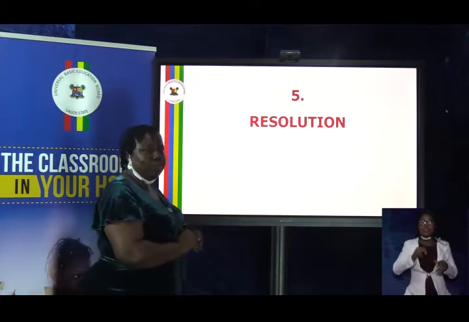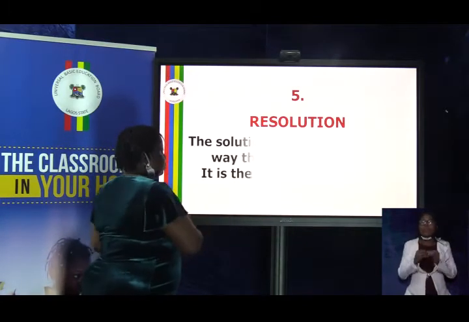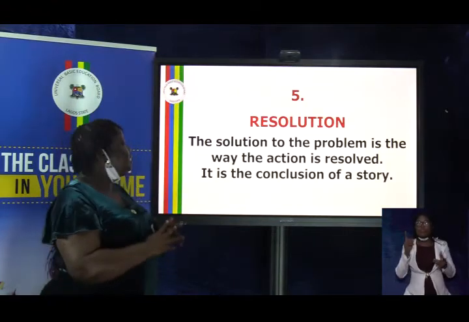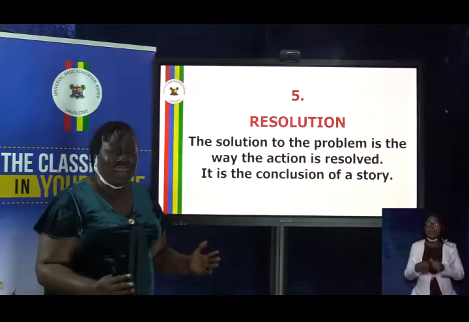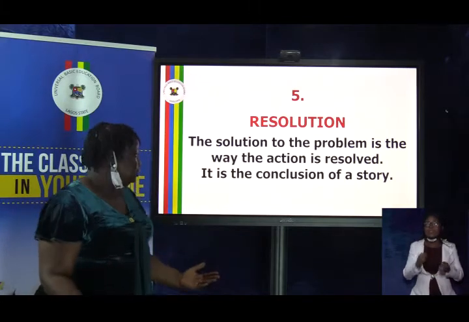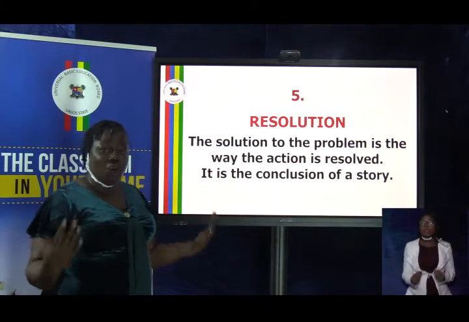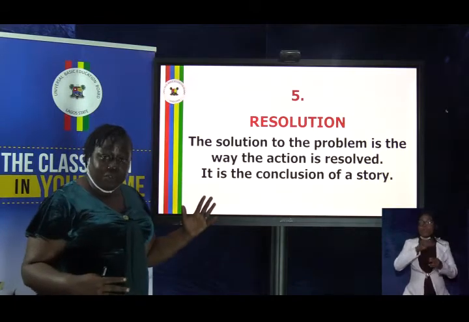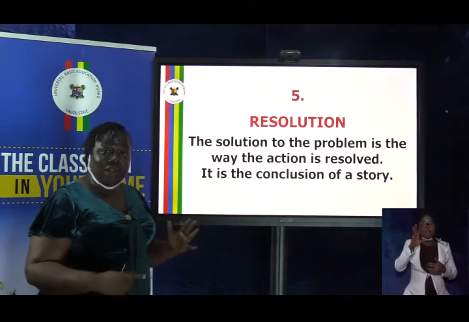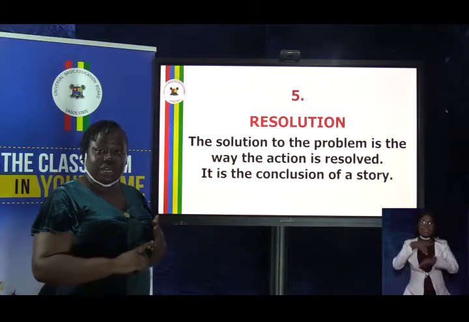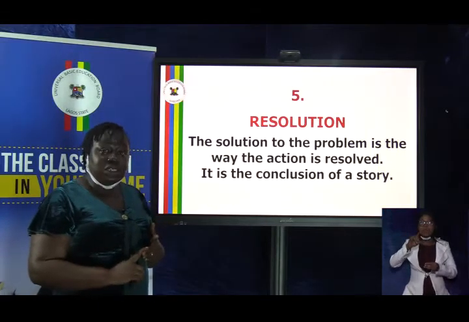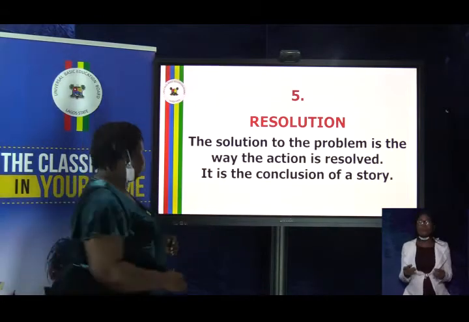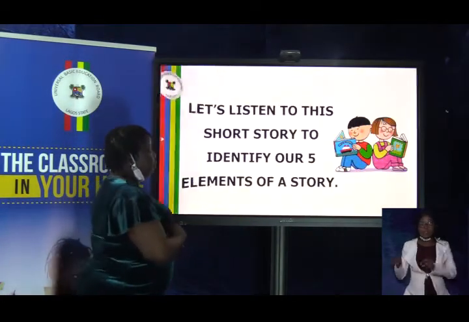And lastly, the resolution. The solution to the problem is the way the action is resolved, how the story ended. It is the conclusion of a story. Don't forget, I said there are 5, and the 5 are the characters, the setting, the plot, the conflict, and the resolution. So, let us move on.